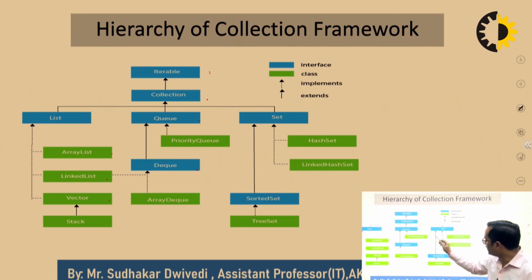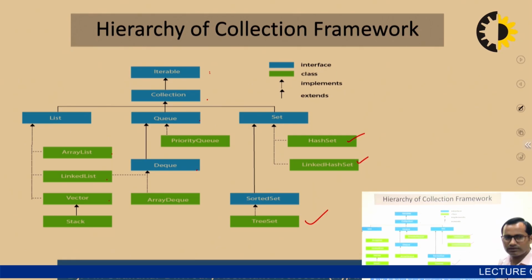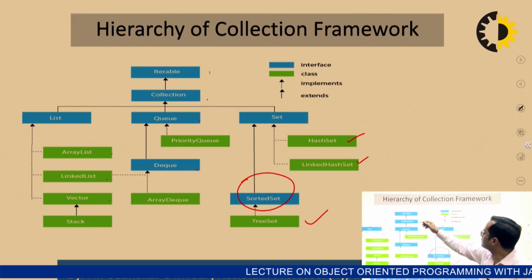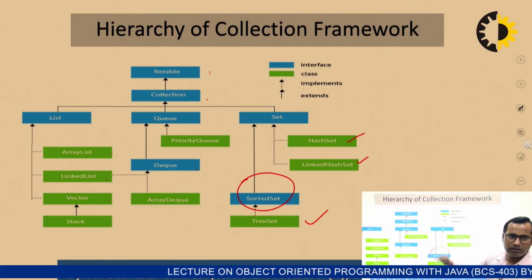So this is the Set interface. SortedSet is derived from the Set interface. So the HashSet and LinkedHashSet classes can directly implement the Set interface, and the TreeSet is the class that can directly implement the SortedSet interface, this one. So this is the whole hierarchy of the collection framework.